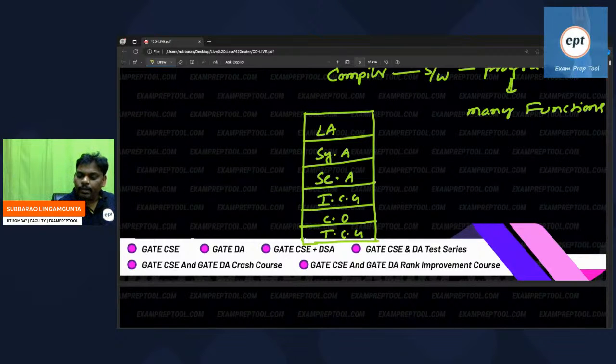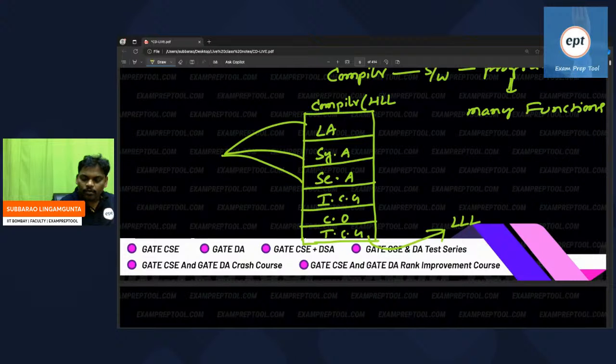So this is the compiler. Input is high level language. Output is low level language. And while doing this, anywhere, if you have any problem, you can contact the error controller.